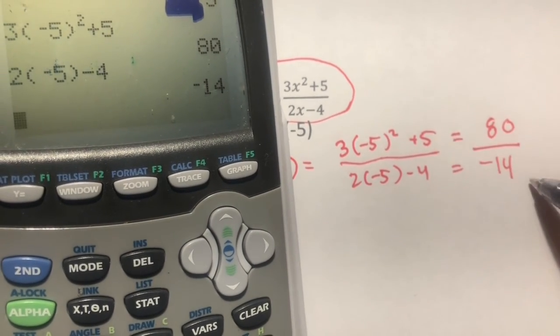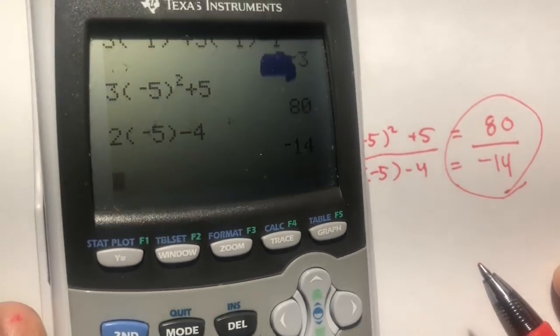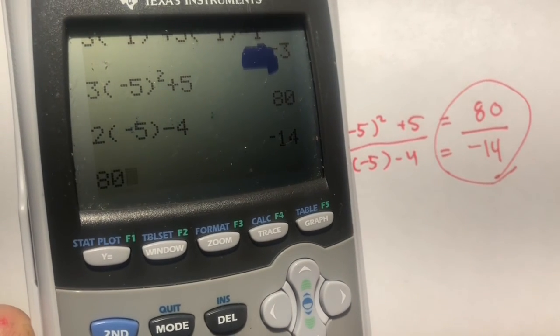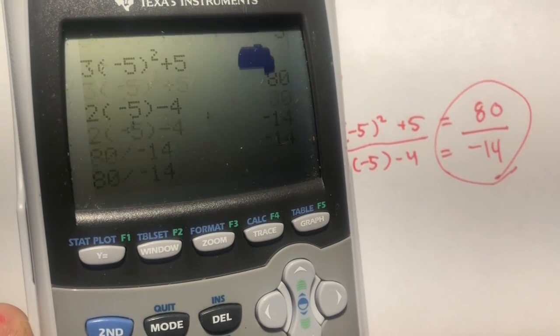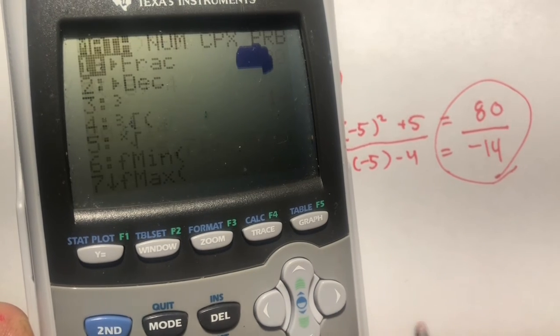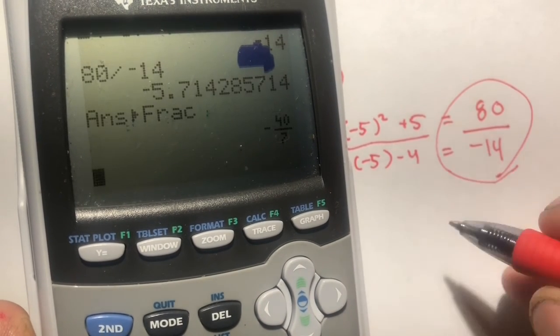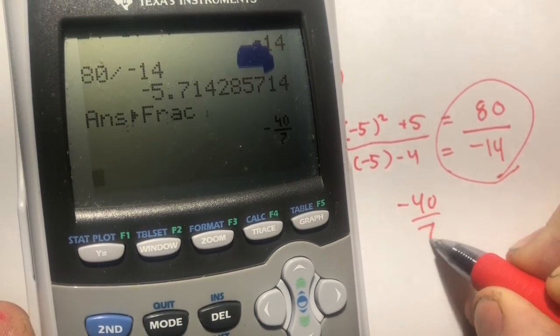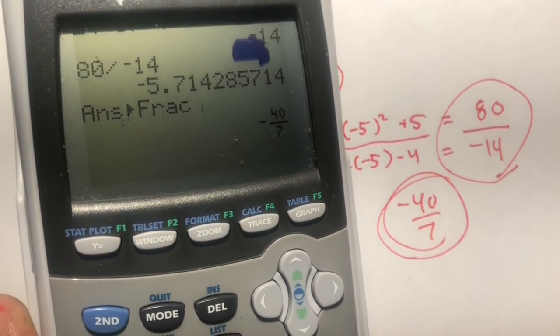Okay, and then I simplify this. Now this one simplifies, and when I do that, I just type 80 divided by negative 14. It comes up to be this, and I can change it to a fraction, and it's negative 40 over 7. And there's my answer right there.